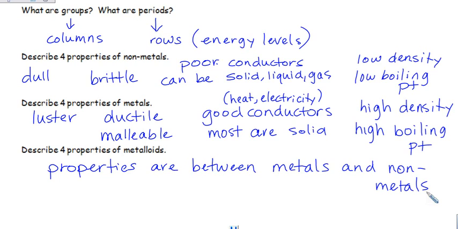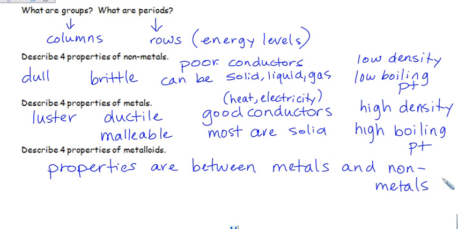Some of them are shiny, some of them have a little bit of luster, but they usually have less density than a true metal. And again, their boiling points are kind of moderate. So maybe we'll just say that. Their properties are in between metals and nonmetals. So it's this small category of elements kind of right in between the metals and the nonmetals. We will look at one in the lab. We'll look at some silicon.